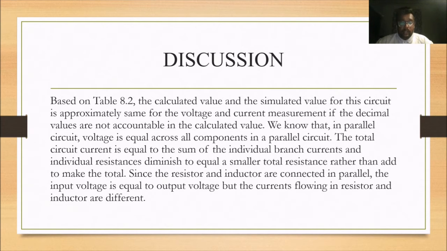The total current in a circuit is equal to the sum of the individual branch currents, and individual resistances diminish to equal a small total resistance rather than add to make the total as in a series circuit. So since the resistor and inductor are connected in parallel, the input voltage is equal to the output voltage, but the current flowing in the resistor and inductor are different.